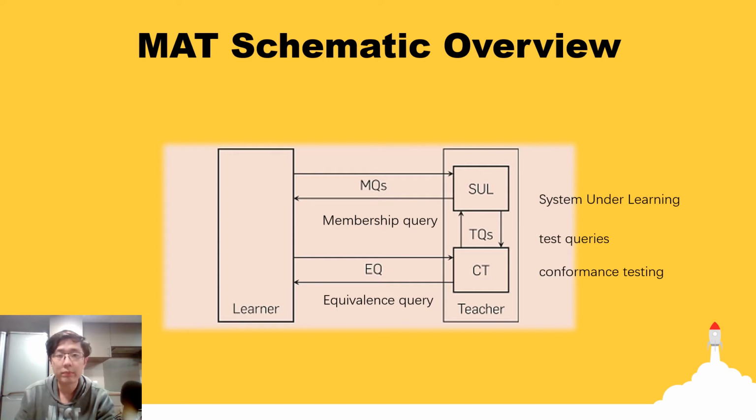An equivalence query can be approximated using a conformance testing tool via a finite number of test queries. A test query asks for the response of the system to an input sequence, similar to a membership query. If one of the test queries exhibits a counterexample, then the answer to the equivalence query is no. Otherwise, the answer is yes.